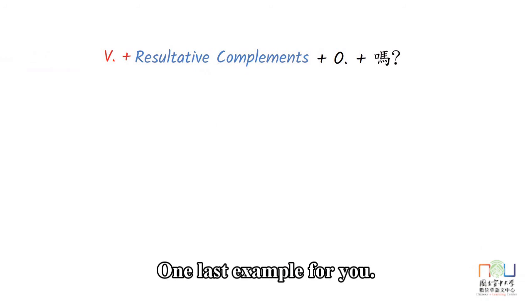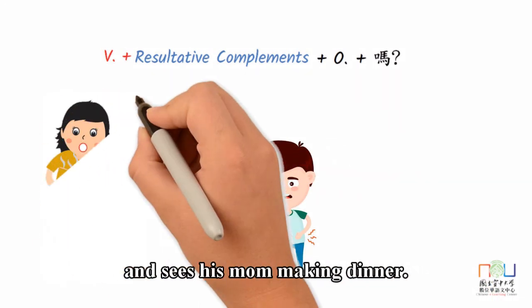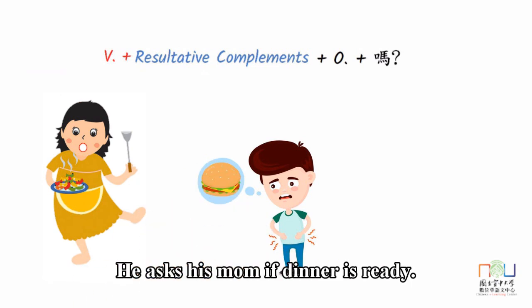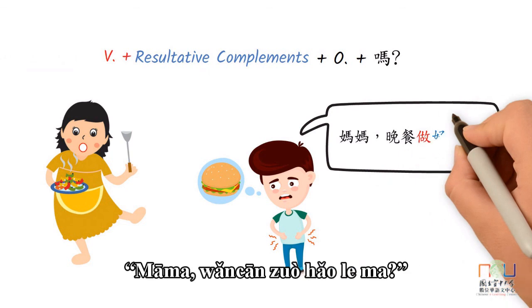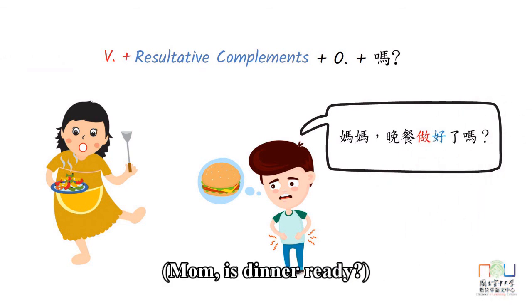One last example for you. A hungry child returns home and sees his mom making dinner. He asks his mom if dinner is ready. What could he say? 妈妈晚餐做好了吗? Mom, is dinner ready?